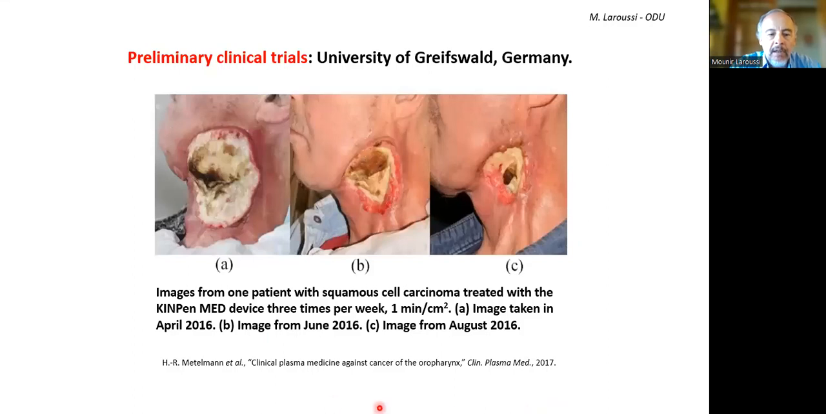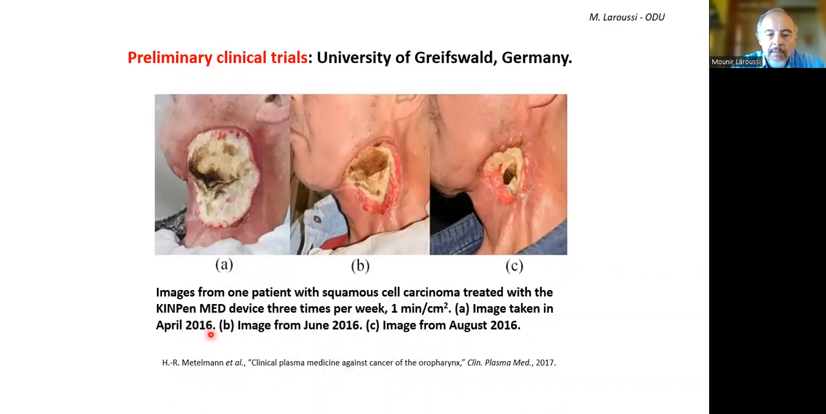The second case was done at the University of Greifswald under the leadership of Professor Metelmann, and he did some work on head and neck cancers. This is a patient here with squamous cell carcinoma, and they used the kINPen. This is a plasma jet that uses argon. You can see the state of the patient.